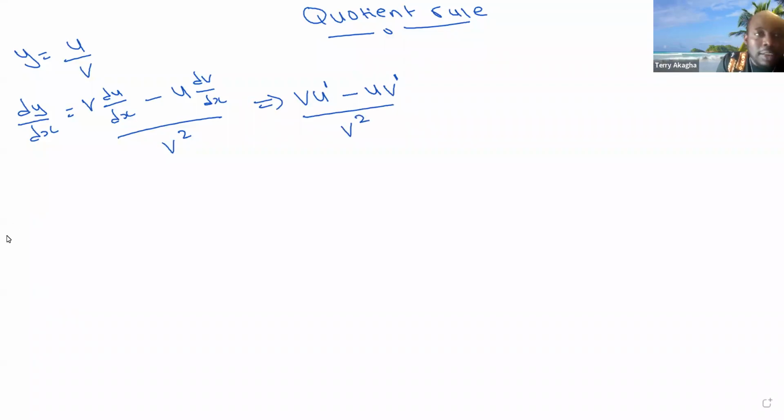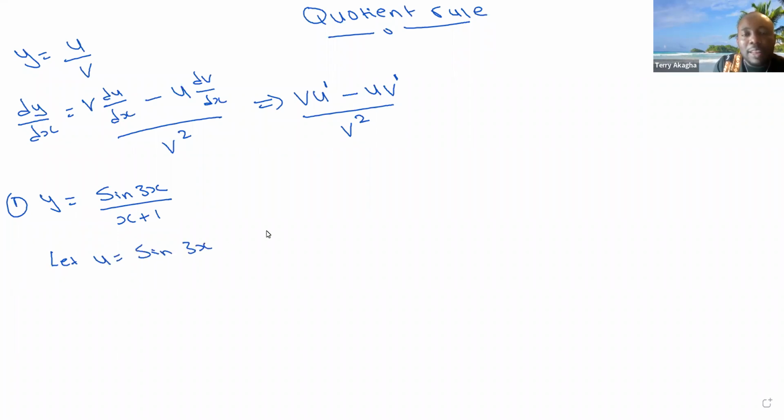So let's look at an example. Number one, let's use a trigonometry and algebra, for instance. y is equal to sine 3x divided by x plus 1. You can see we have a trigonometry here, and we also have an algebra here, so that means there are two different functions. Let u be equal to sine 3x, and let v equal x plus 1. So when you differentiate u, it's going to give you 3 cos 3x.